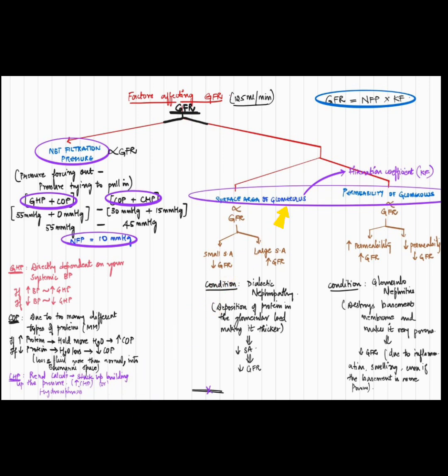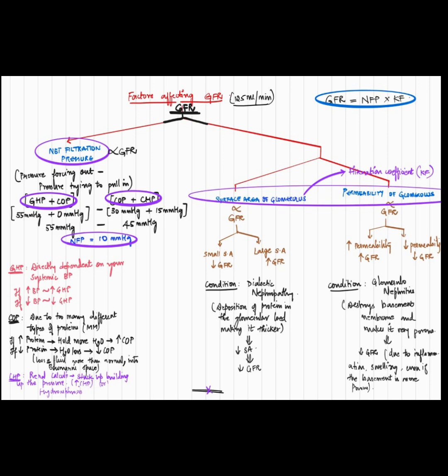The other factor which affects the glomerular filtration rate is the surface area of the glomerulus and permeability of the glomerulus. Both are directly proportional to the glomerular filtration rate. The surface area of the glomerulus, like if the surface area is small, there will be less glomerular filtration rate, and if the surface area is large, the glomerular filtration rate will be more. Conditions like diabetic nephropathy, deposition of proteins in the glomerular bed making it thicker, will decrease the surface area, which eventually will decrease the glomerular filtration rate.